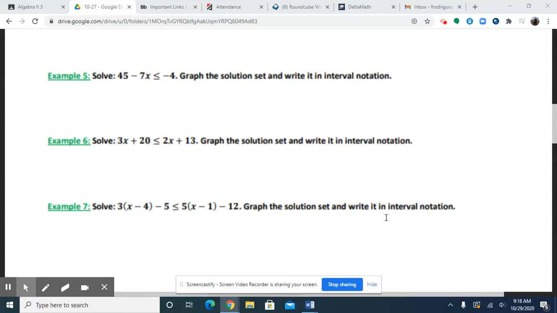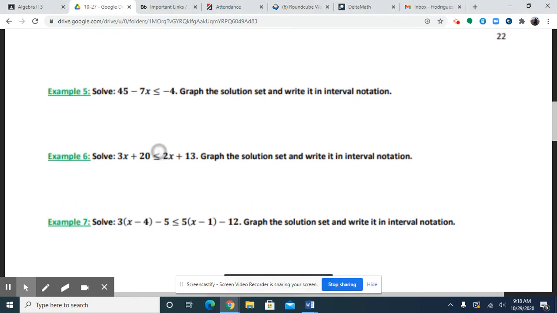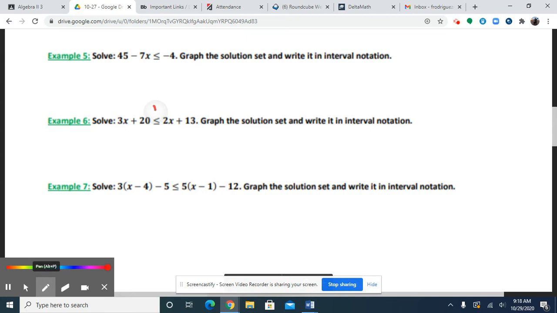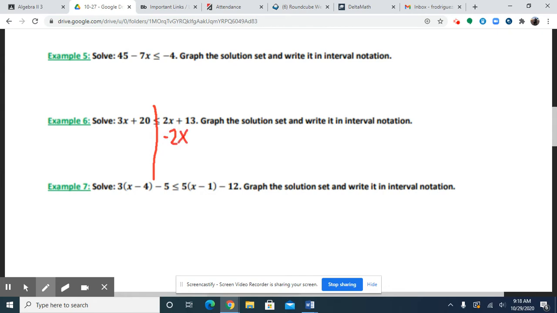All right, so I believe we had left off at example 6. So right here with example 6, I'm going to start our solution. So we can say, let's subtract 2x on both sides.